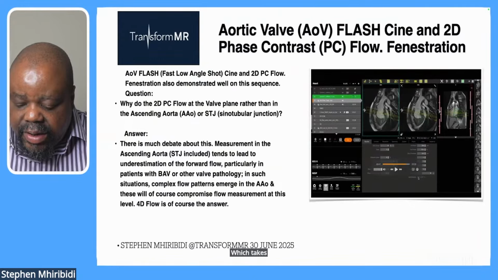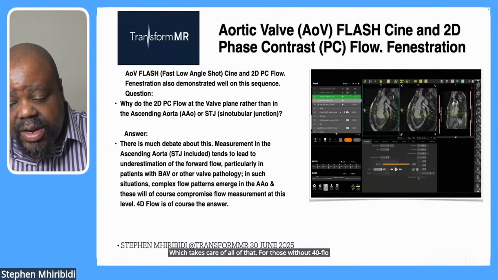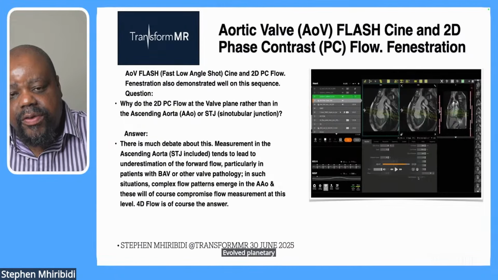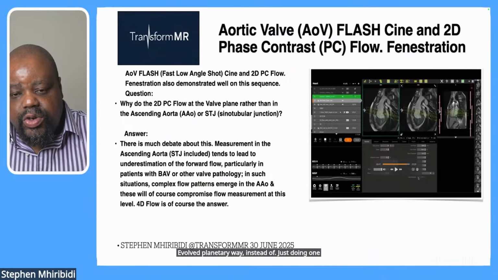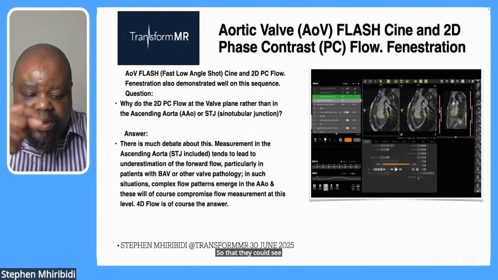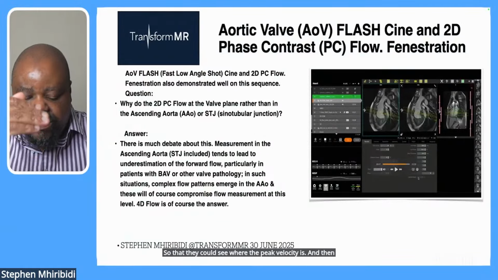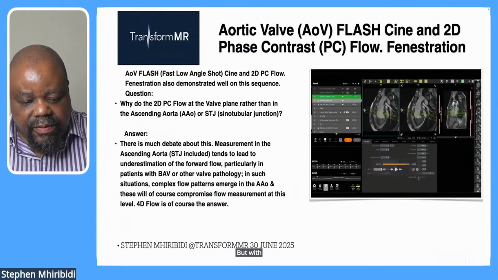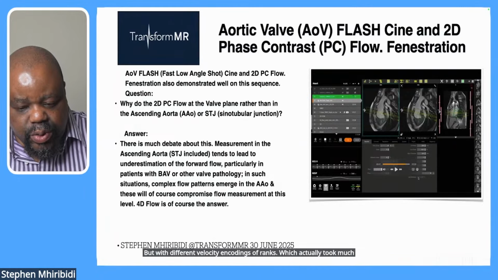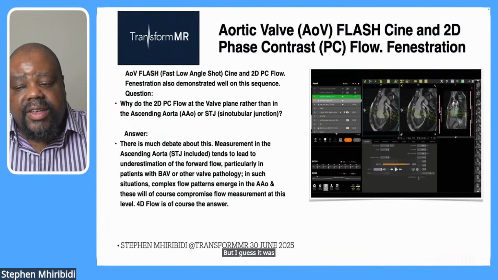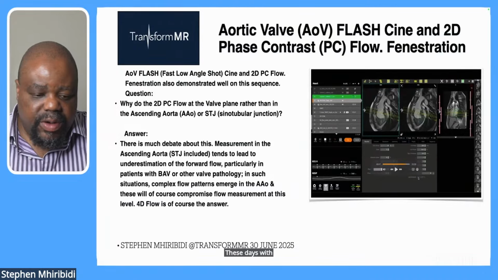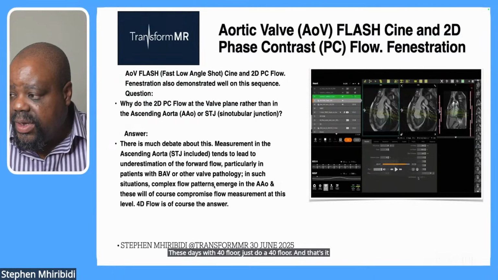For those without 4D flow licenses, I mean, in the past, some places would do valve planimetry, where instead of just doing one view, they would do a 3-chamber in plane flow so that they could see where the peak velocity is, and then they would do a number of slices, but with different velocity encodings of Venc, which actually took much longer to do. But I guess it was advisable in the days before 4D flow, but these days with 4D flow, just do a 4D flow and that's it. Let's get into the planning.